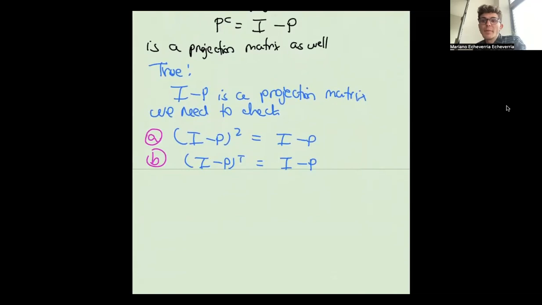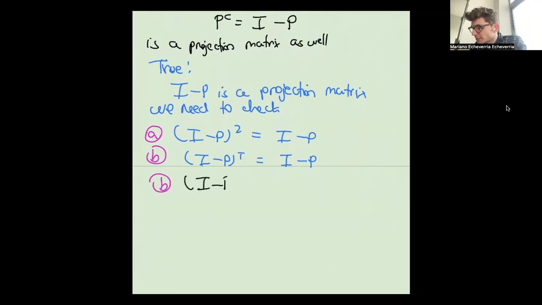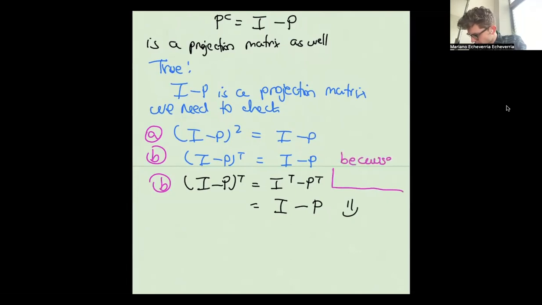So let's try to check. Maybe the symmetry is easier, and maybe that was not controversial when you were thinking that the property was false. So what is I minus P transpose? If you remember the properties of the transpose, it is I transpose minus P transpose. The identity is its own transpose, right? And P is symmetric, right? The projection matrix is symmetric, so this just gives you I minus P. So this is good. Is that making sense?